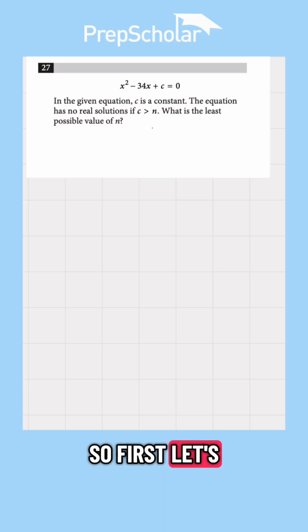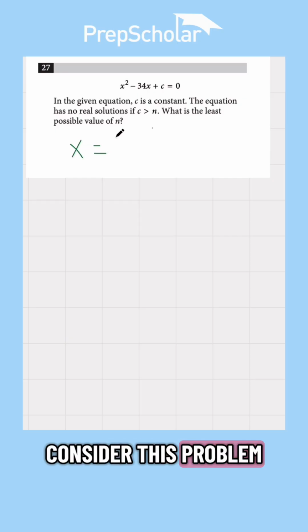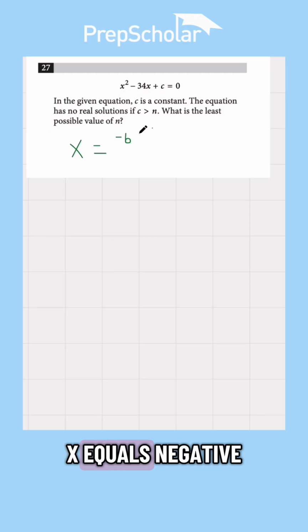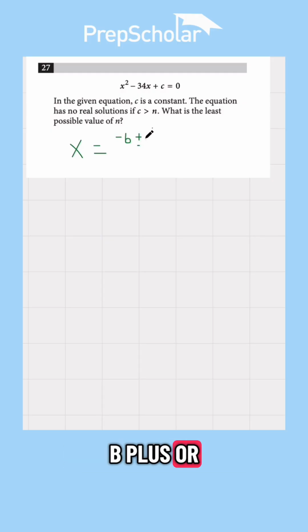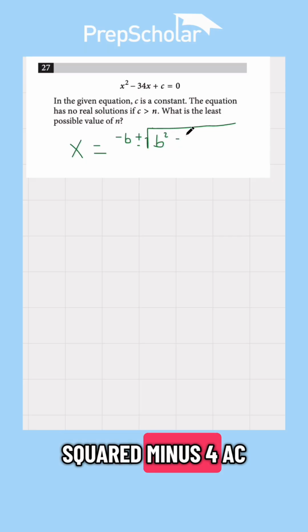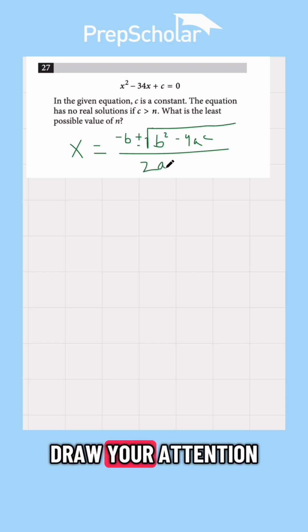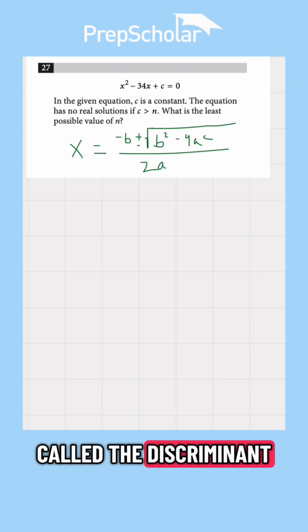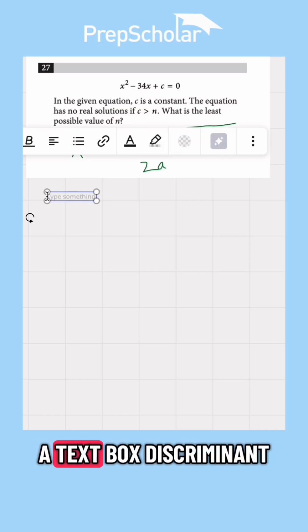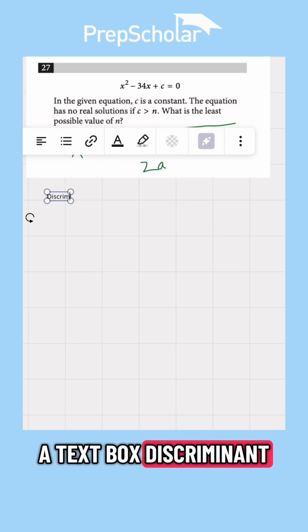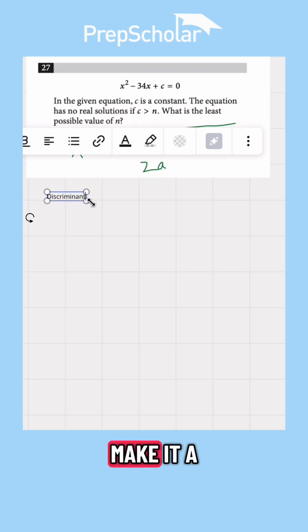So first, let's think about what's happening here. One way to help us consider this problem is to look at the quadratic equation: x equals negative b plus or minus the square root of b squared minus 4ac, all over 2a. And I want to draw your attention to one part called the discriminant. Here I can put that in a text box. Discriminant. Make it a little bigger.